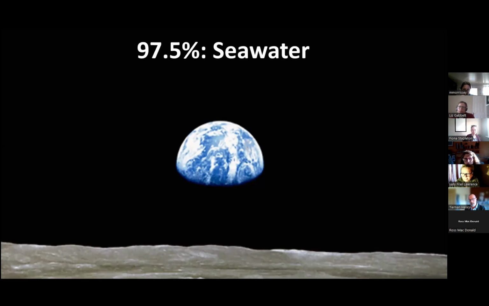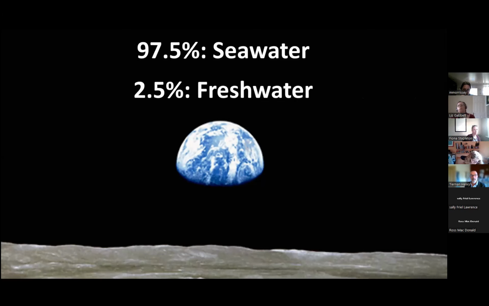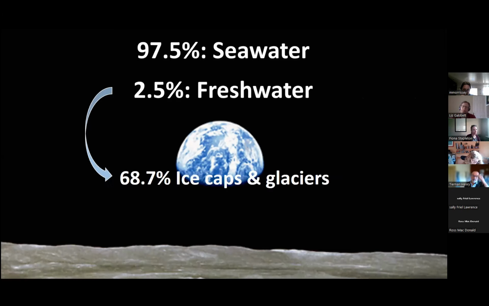So at the moment, the bulk of water on the planet is seawater. 98% of the water essentially on the planet at the moment is seawater. So the remaining 2.5% is what we call the available fresh water. But of that 2.5%, about 70% is locked up in ice. So it's not readily available to us. And the remainder, the bulk of the remaining available fresh water on the planet, is in the ground.